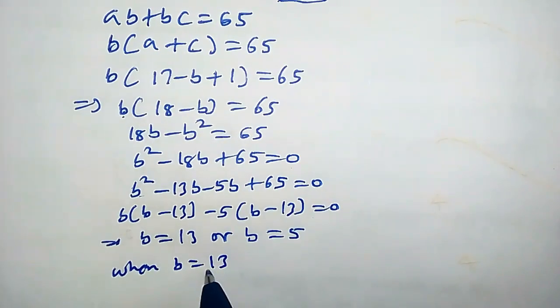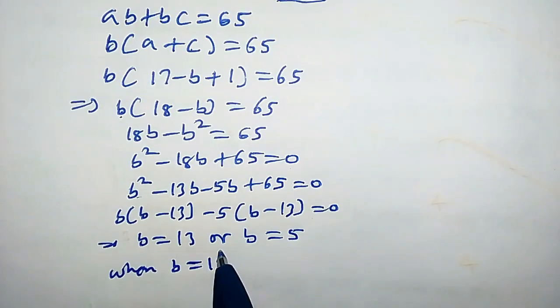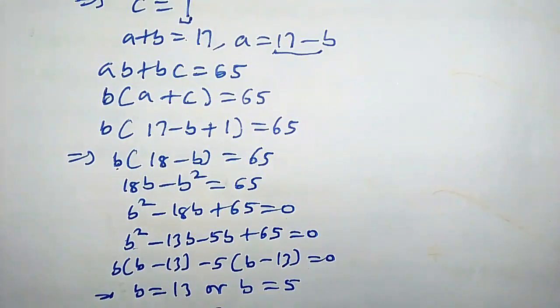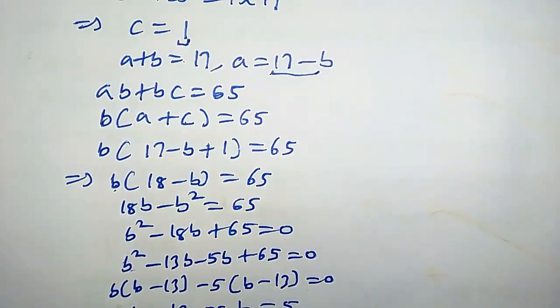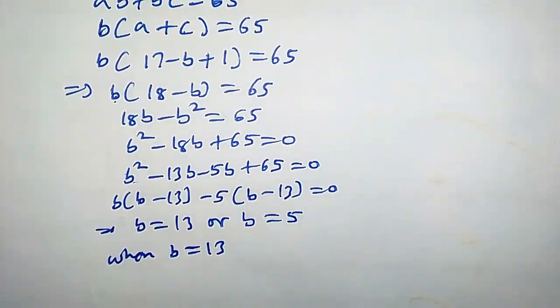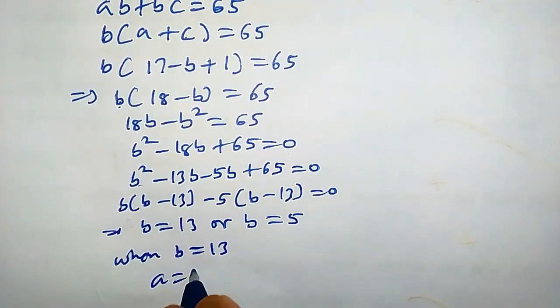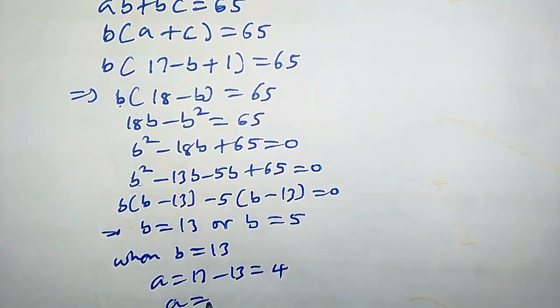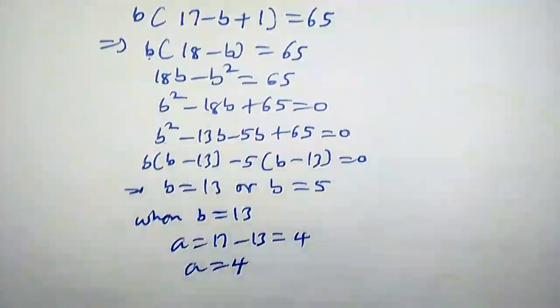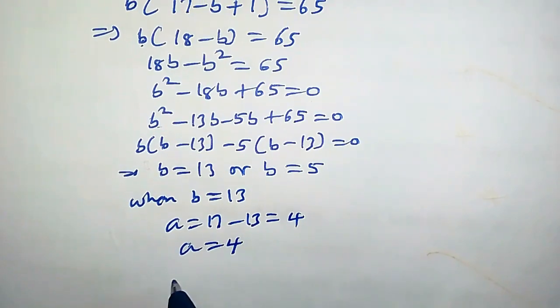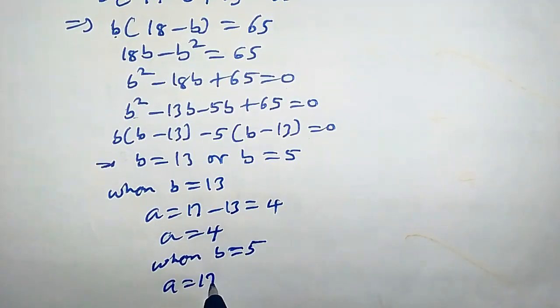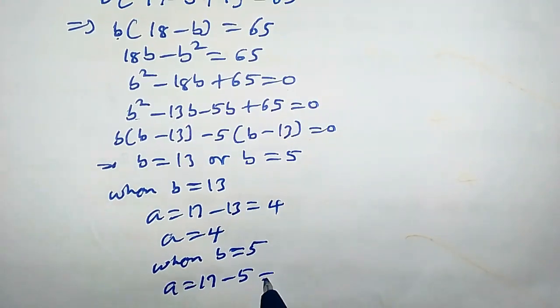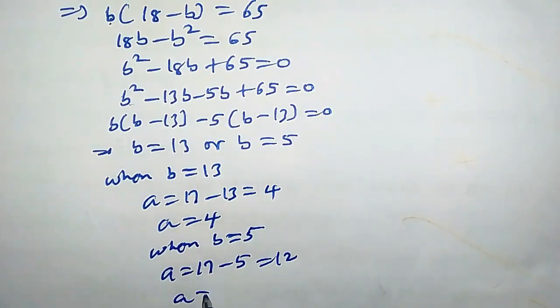Now, when B is equal to 13, what is A? We plug in the value of B, which is 13, into this. So A is equal to 17 minus 13, which is 4. So A is equal to 4 when B is equal to 13. Also, when B is equal to 5, A is equal to 17 minus 5, which is equal to 12. So A is equal to 12.